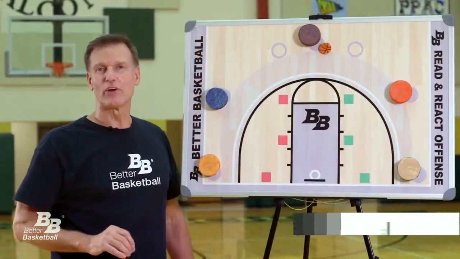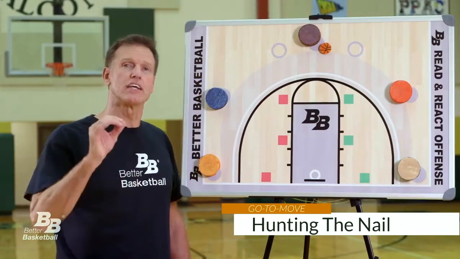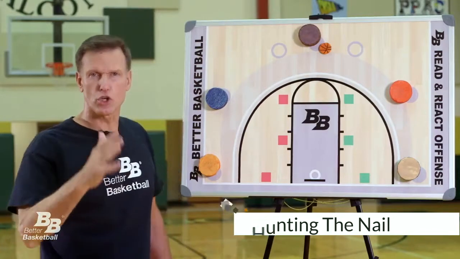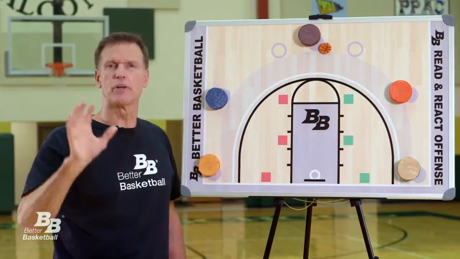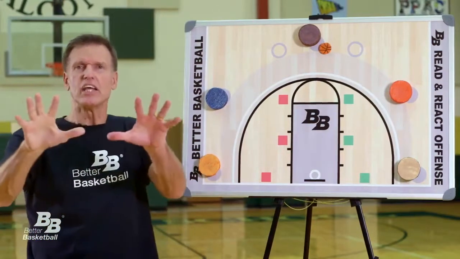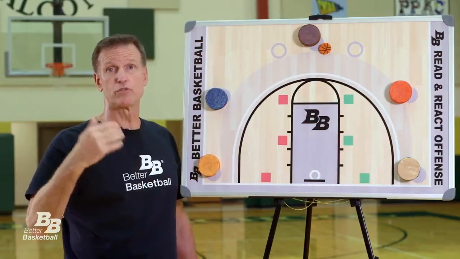The only tweak to our normal read and react actions is how we cut to the basket. Against zones, we want all cutters to slow up when their feet hit the nail area. Almost post up and hunt for a pass. Be an eager receiver.